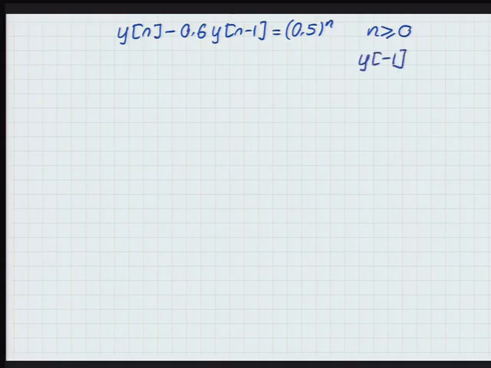All right? The usual way is to find a homogeneous solution. Homogeneous means imagine that there is no forcing, there is no 0.5 to the n. Okay, so just find a solution that makes the left-hand side equal to 0.